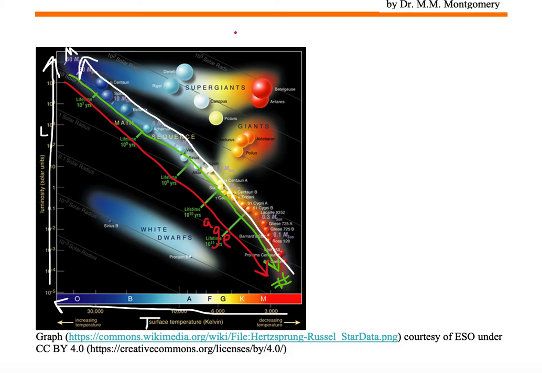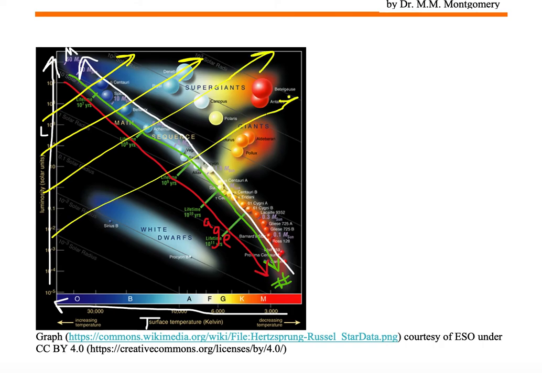Another property of stars is radius. In this case, radius is known everywhere. Radius increases everywhere from lower left to upper right. So we'll put an R here for radius.